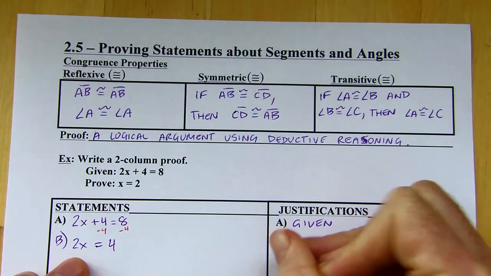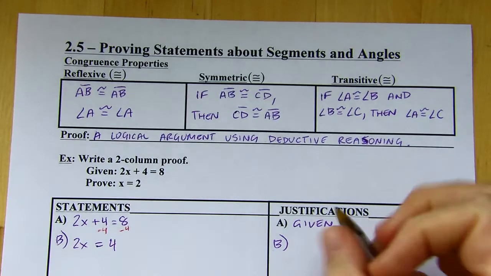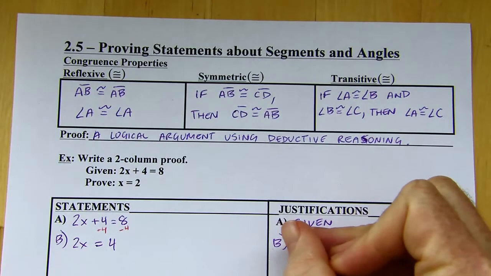So this is going to be, I just subtracted the same thing from both sides of the equation, so this is going to be the subtraction property of equality.